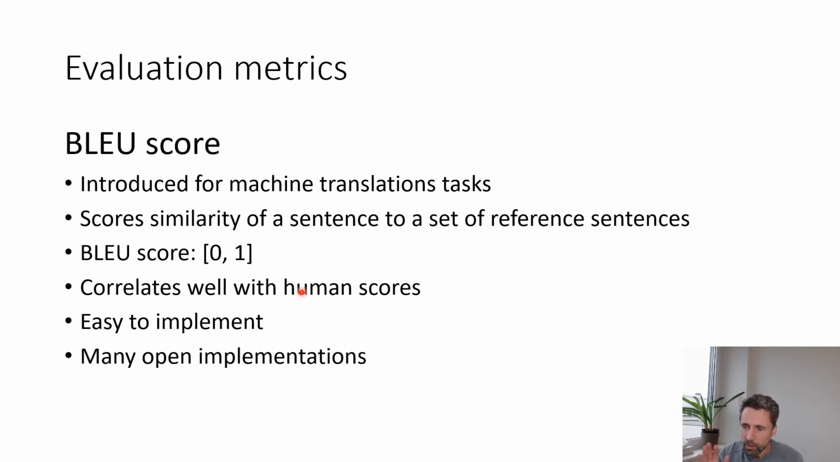So especially in model development, when we have, I don't know, 100 or so different candidate models, in hyperparameter tuning, we don't want to run human trials with them, user tests. We want to have something that is almost as accurate and still gives us a notion of what model is good and what model is bad. It's easy to implement, and you can also find many open implementations for free.